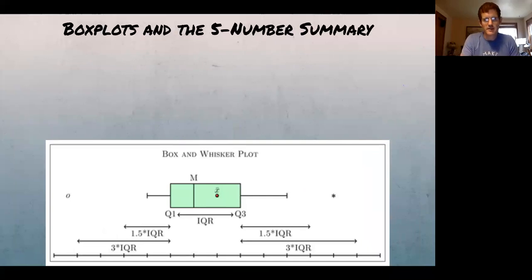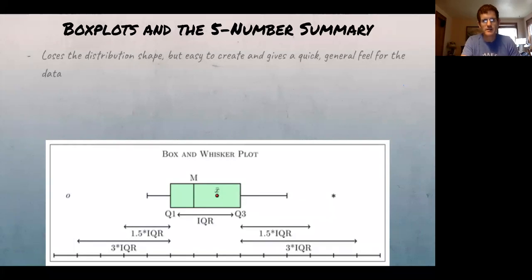Okay, the box plot now. Now you can see in this diagram, it's also being referred to as the box and whisker plot. But typically people just call it a box plot. And this has a lot of information in it. We're going to talk about that more in next chapter. We're going to focus on just some of the details. It loses the distribution shape.